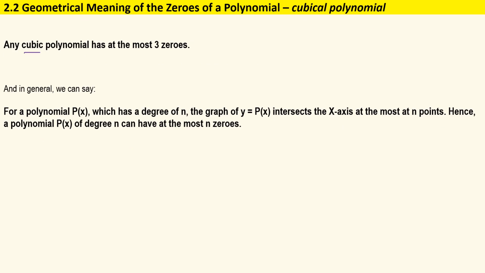Also, for any cubic polynomial, we say that it has at most 3 zeros. And if we generalize it for any polynomial, we can say that for a polynomial p(x) which has a degree of n, the graph of y equals p(x) intersects the x-axis at most n points. So n is the maximum number of points where the graph y equals p(x) can intersect the x-axis, and hence we say that the polynomial p(x) of degree n can have at most n zeros.